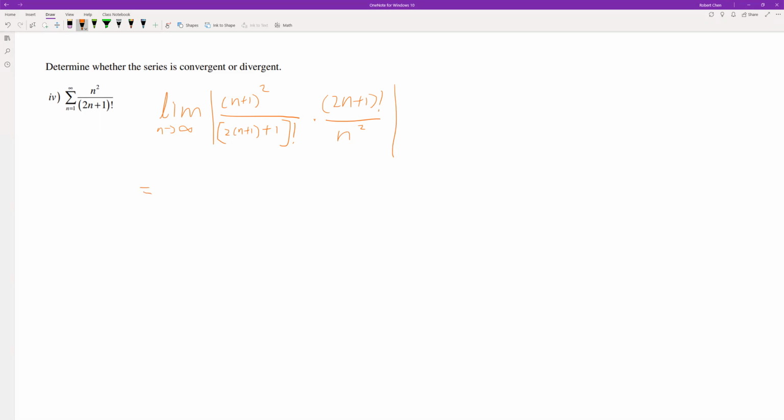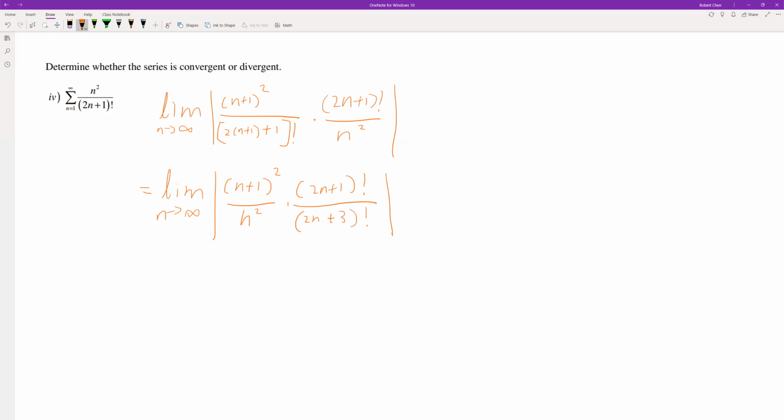Okay, and again, let's go ahead and clean things up a little bit. I'm going to write this as (n plus 1) squared over n squared. You can see that this is nice, right? It's going to go to 1. All right, and what about the factorial part? (2n plus 1)! over (2n plus 3)!. We need to do some sort of distribution here. So 2n times 1, so 2 plus 1, that's a 3, plus 3.